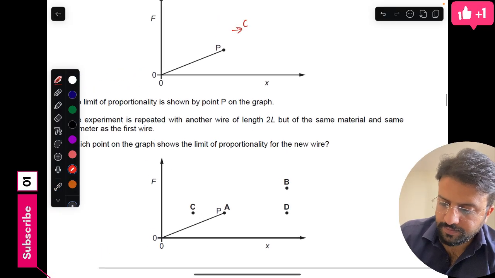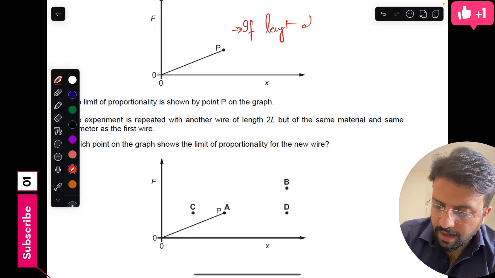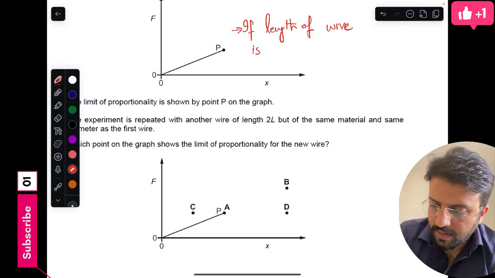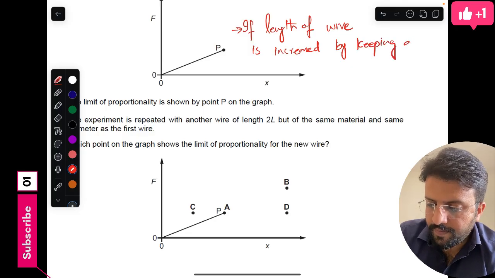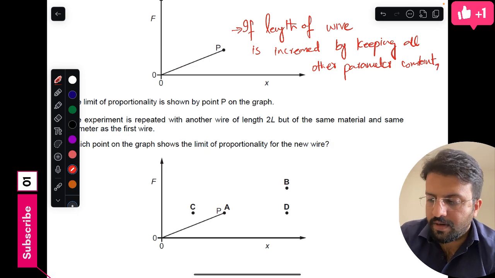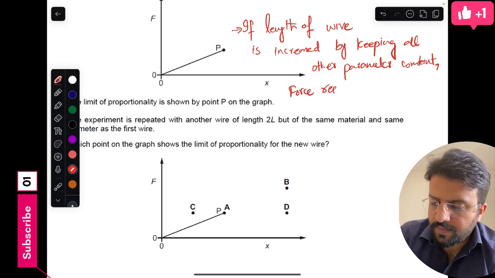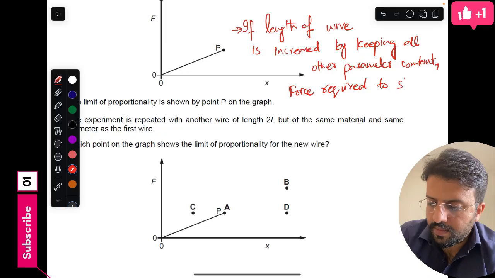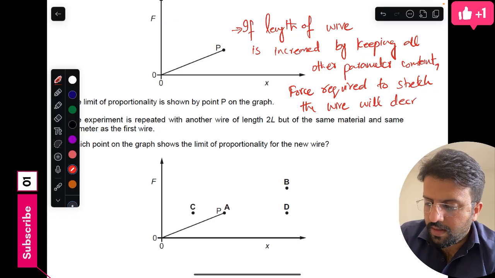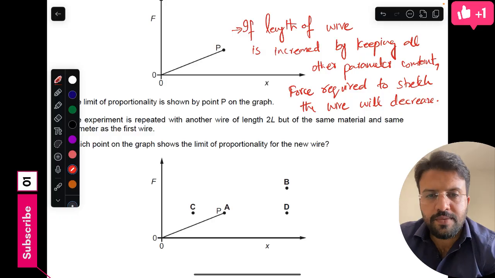What you just have to keep in mind, if length of wire is increased by keeping all other parameters constant, like the material and the area, etc., okay, then you can say, sorry, it's not spring constant, the force required to stretch the wire will decrease. You need less force to stretch the wire.